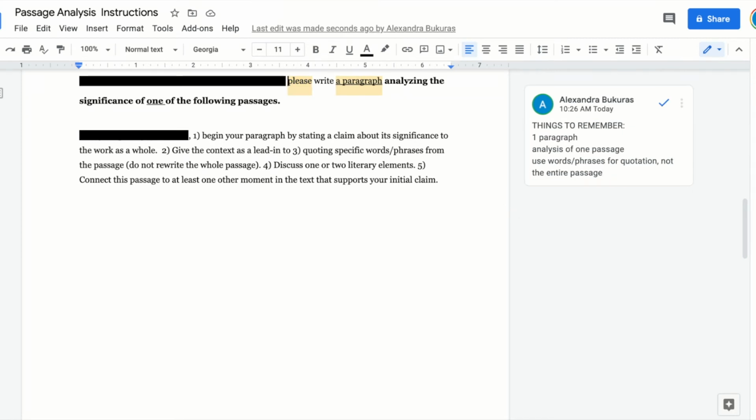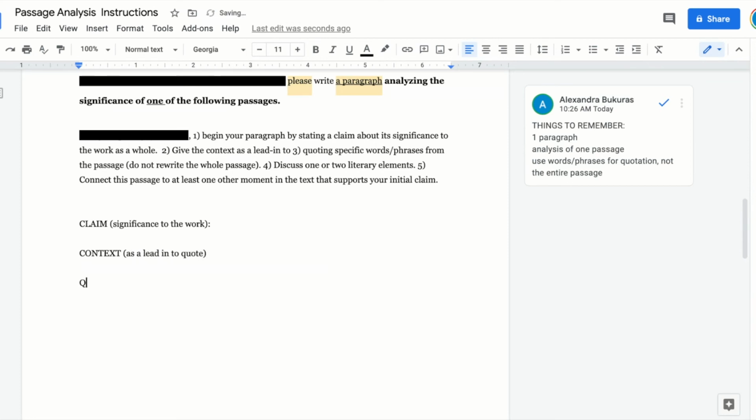As I know, I need to start off this passage analysis by stating a claim. So that's what I'm going to start off with in my graphic organizer. And this claim needs to be about the passage's significance to the work as a whole. So in parentheses, I'm just going to make a couple of notes to help remember that. All right, moving on, is give the context as a lead-in. So that means that the second part of this organizer needs to be the context. And then in parentheses, I will say as lead-in to the quote.